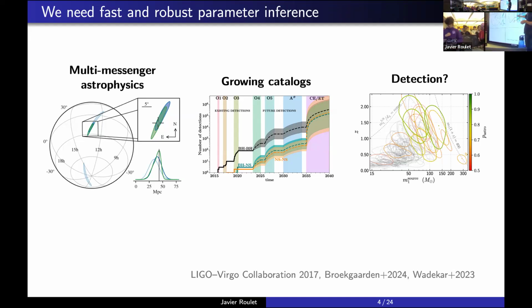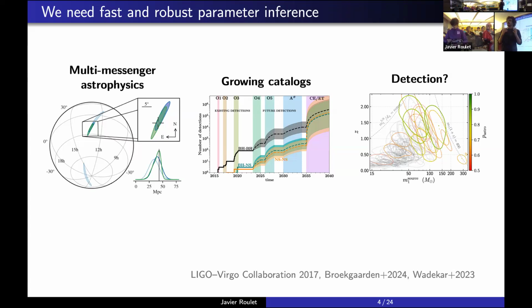Currently we have over 100 detections, but as detectors improve in the future, this will be increasing exponentially, up to hundreds of thousands in the next decade. So as the catalogs grow, first of all, we need faster analysis methods, and also we are less tolerant to systematic effects, so we really need accurate measurements.